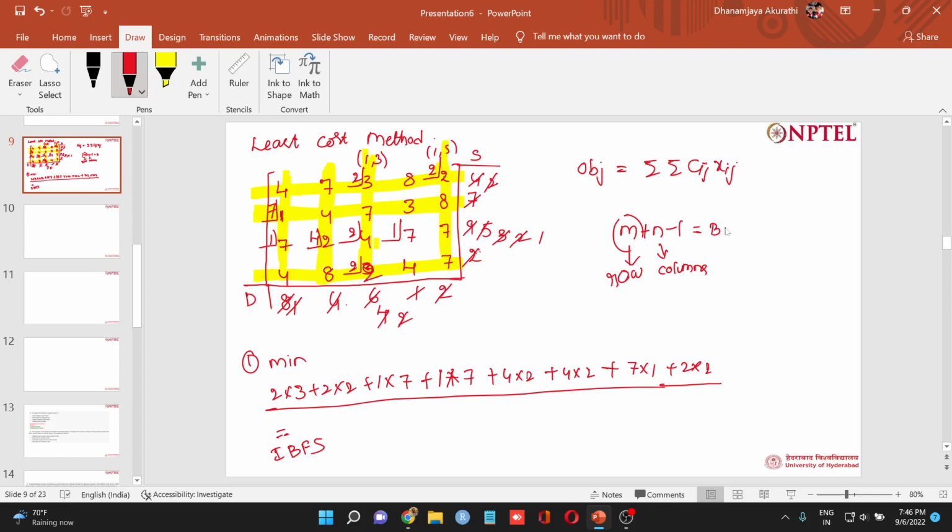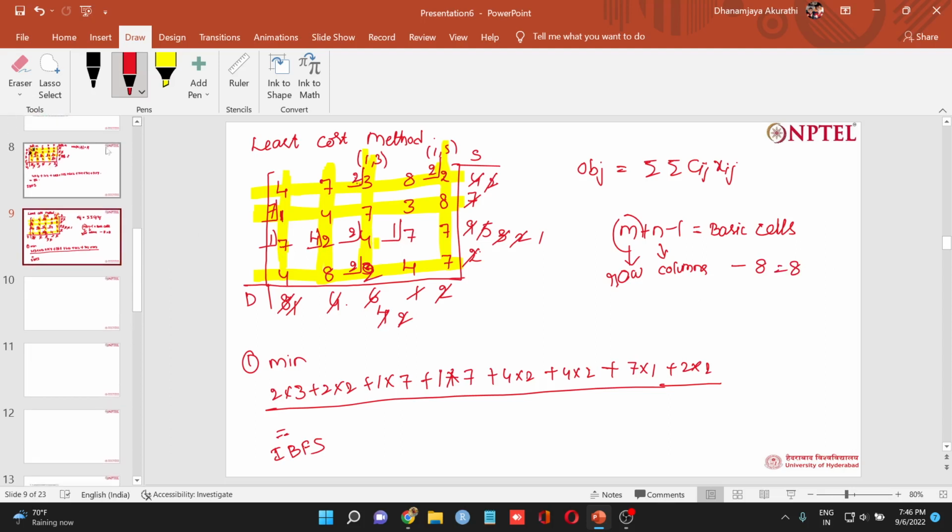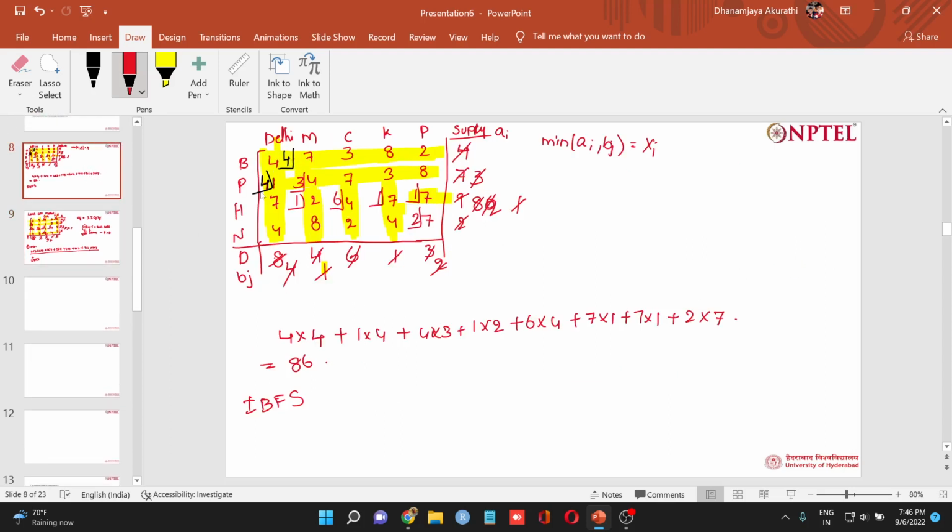This is another way. These are the basic cells. Here you can see m is 4, n is 5, 4 plus 5 minus 1 is 8, right? So you need to get the basic cells as 8: 1, 2, 3, 4, 5, 6, 7, 8, right? And again, you can check it from the northwest corner rule also. Here the basic cells are 1, 2, 3, 4, 5, 6, 7, 8. So the number of basic cells is equal to m plus n minus 1 in any method.